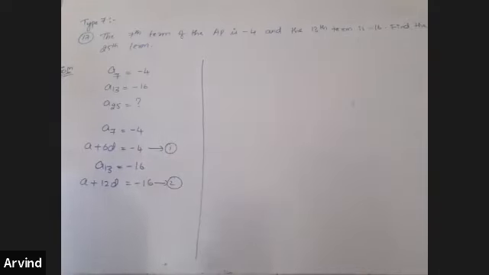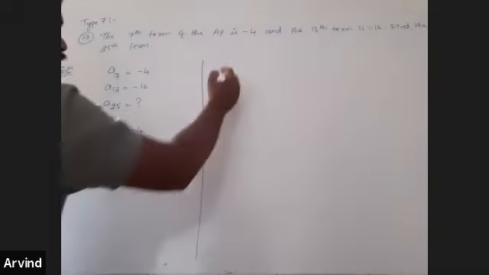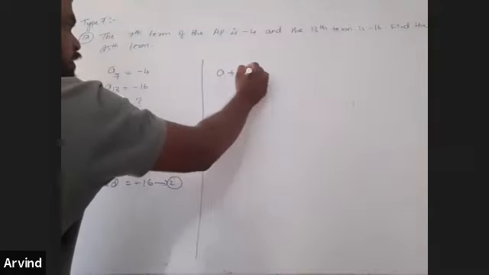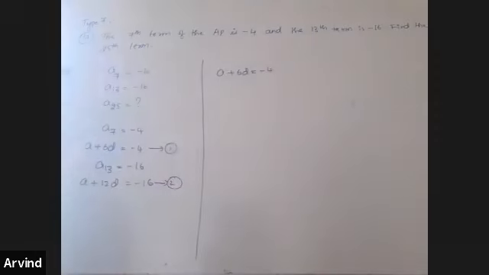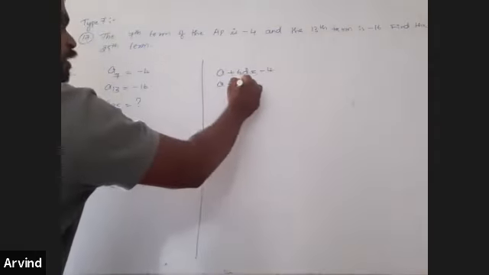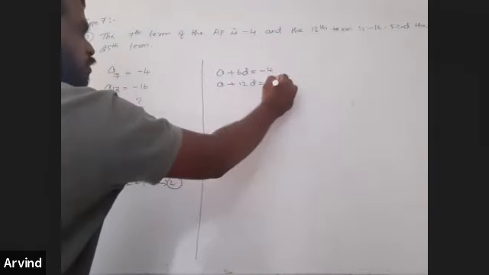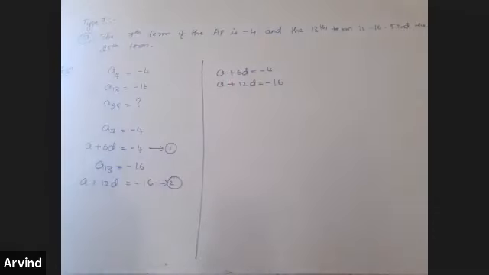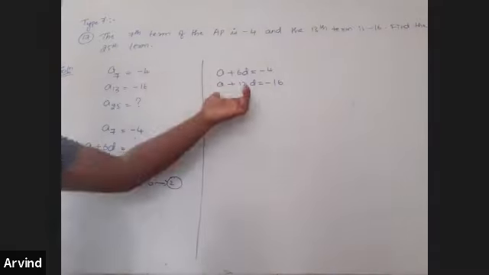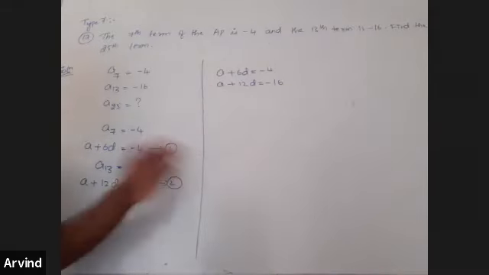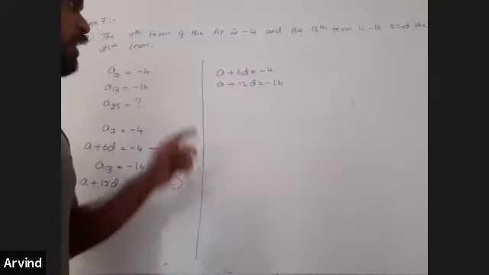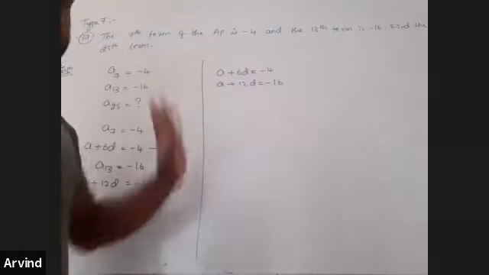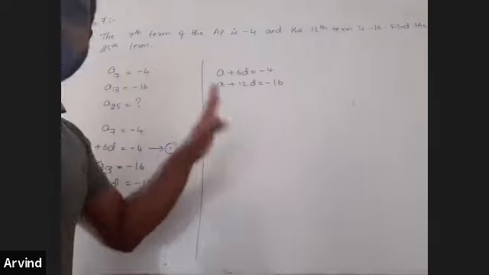Actually, there is a direct formula too, but we are not going to use it. It's not included in your NCERT, so I'm not going to use the formula. Let's not worry about it. A plus 12D equal to -16. Now please observe. Here you got two variables. One is A, another one is D.